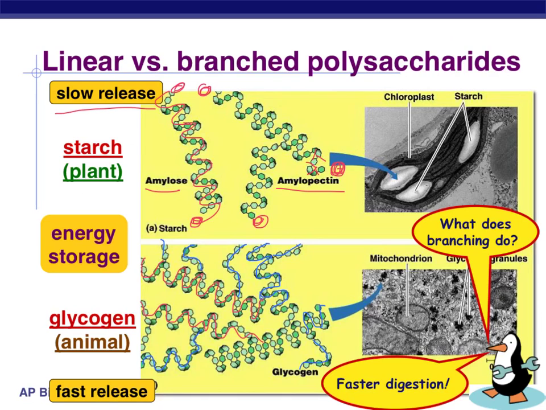Whereas if you look at the animal polysaccharide, the release here would be a lot faster because you have so many branching points. So there can be an enzyme working here and another one working there, and one working here and one working here and one working here and here and here and here, and you get the point. There's a lot of places that enzymes can start working, so they're going to be able to break and cleave off those glucose molecules at a much faster rate, which makes this faster releasing for energy.